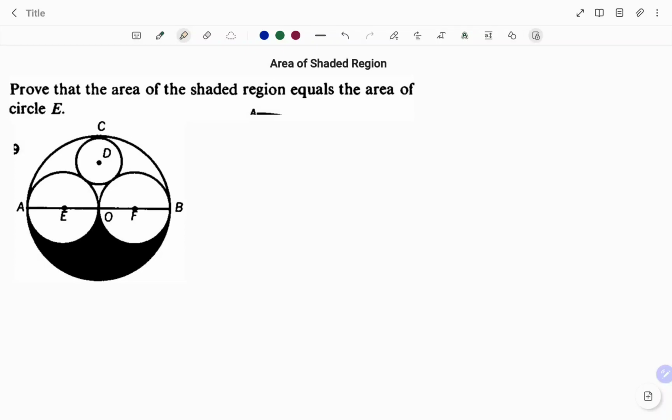In this challenge question, I'm going to show you how to prove that the area of the shaded region is equal to the area of circle E.